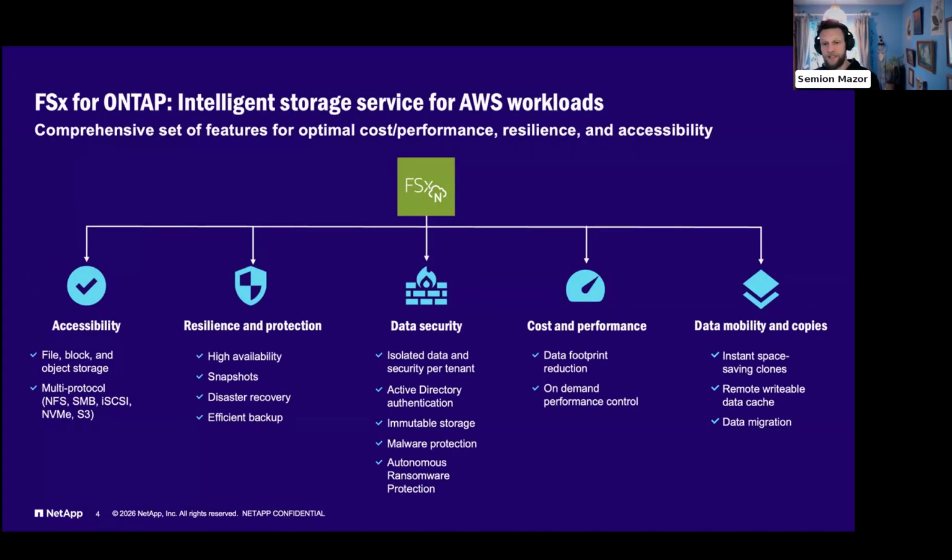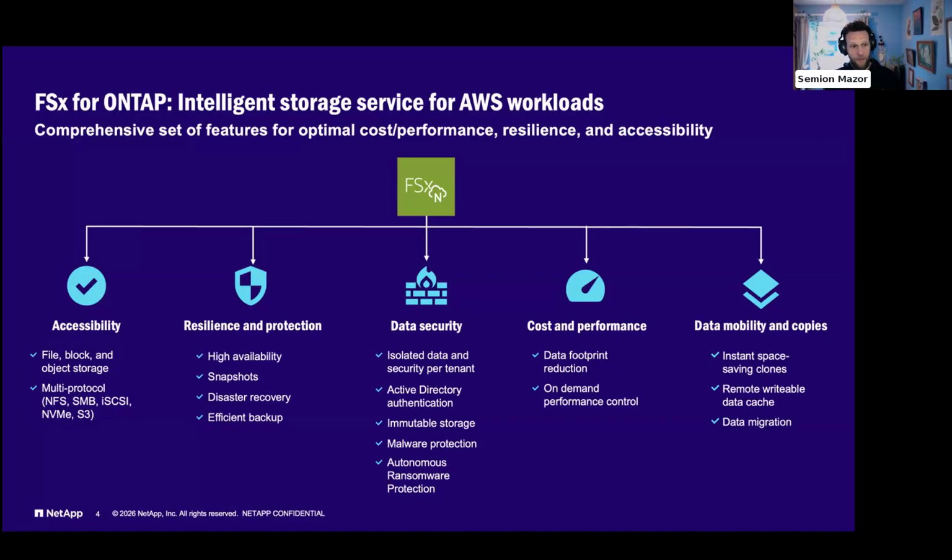FSx for ONTAP is an intelligent storage service for AWS workloads. It is an AWS native service provided, supported, and built by AWS, and it's built on NetApp's ONTAP data management technology. Now, what makes it unique from other cloud storage services is the breadth and depth of built-in capabilities, which we group into five main pillars.